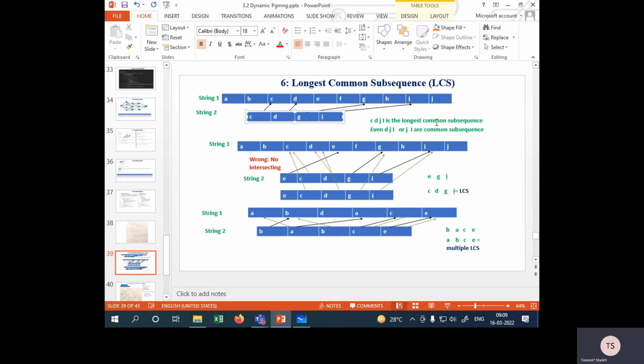But the algorithm is interested in finding the one which is longest in size. That's why it's known as longest common subsequence. It is a subset of the original one. The elements are common and the size of this substring is the largest among all the strings. And this is the problem of the longest common subsequence.